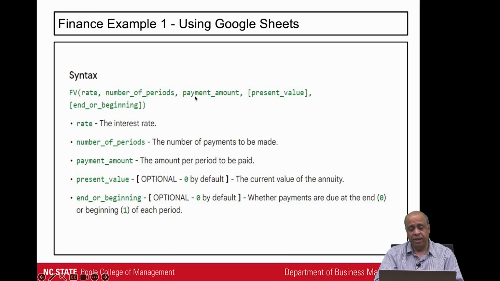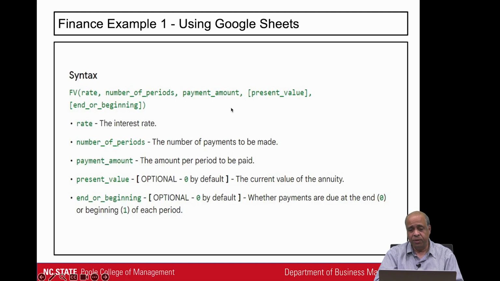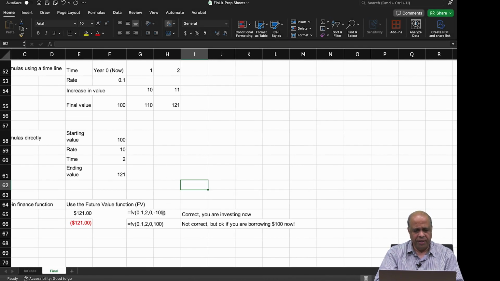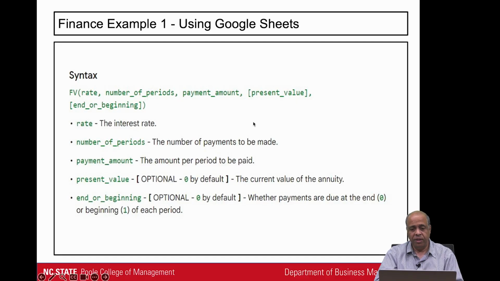Okay. What is the third input? Third input is any payment amounts. That's my PMT. But here there are no intervening payments like an annuity. So that is 0. So you can see the third input is a 0. What is the fourth input? So the fourth input is basically the present value.